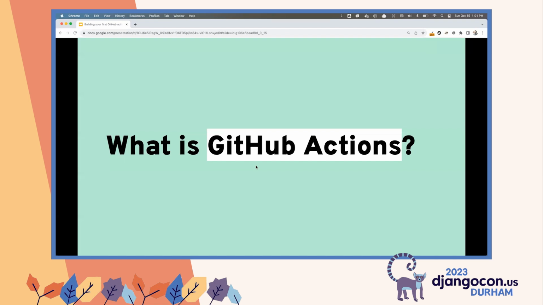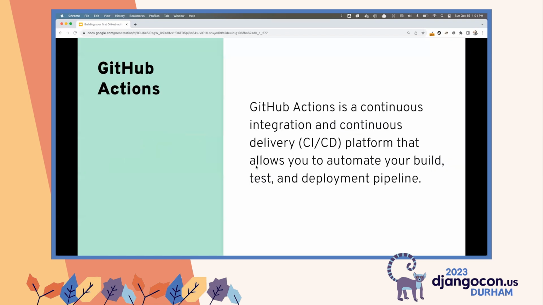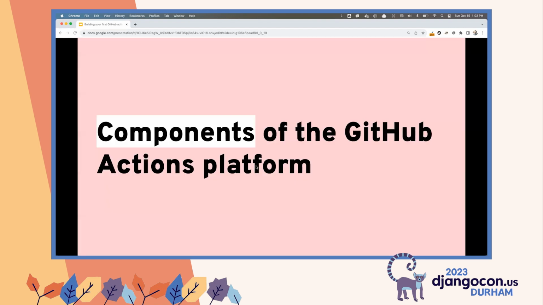So what is GitHub Actions? Well, GitHub Actions is actually a service. It's a continuous integration and continuous delivery platform that allows you to automate all the pieces surrounding your code base, whether that be automated testing or building or deploying, but everything surrounding that code base.